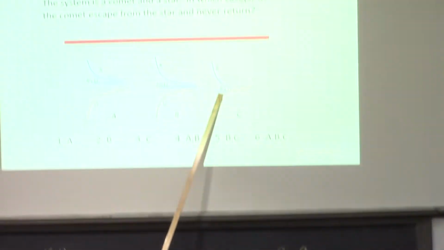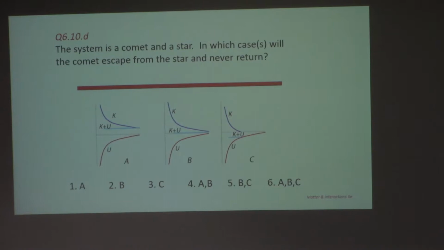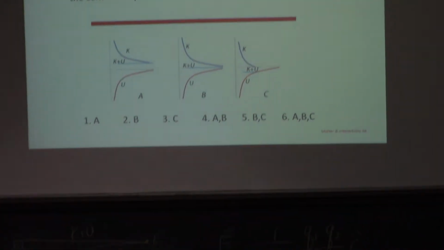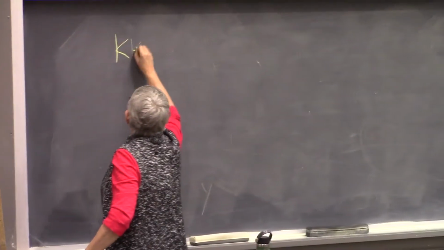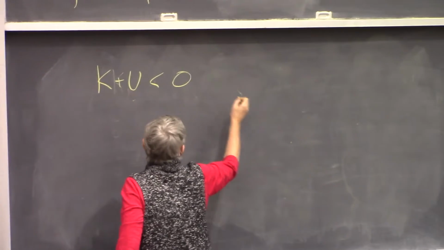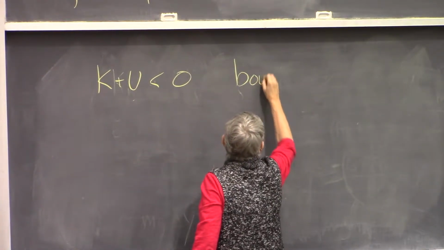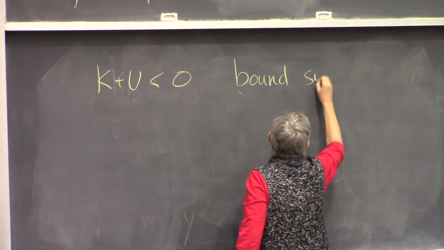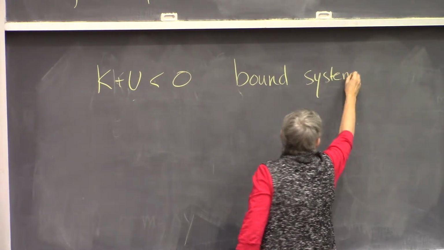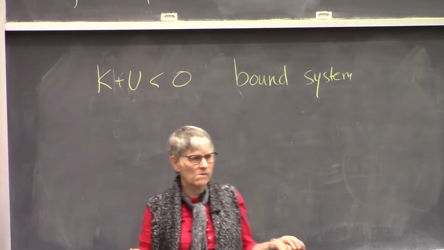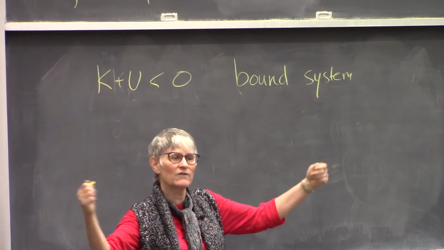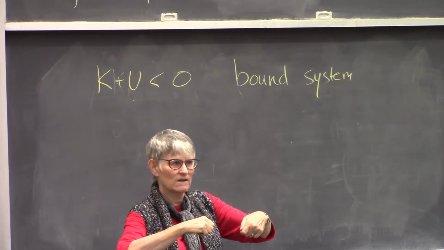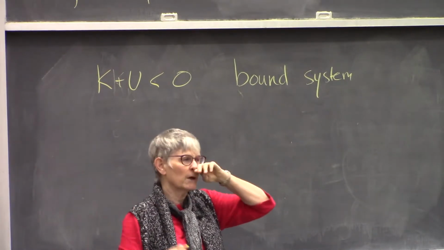This here, it just can't get that far away, can it? And that's called, so if K plus U is less than 0, we say this is a bound system. Okay, it has to stay together. You would have to put in energy to separate the two objects.